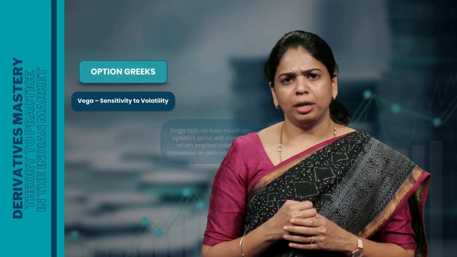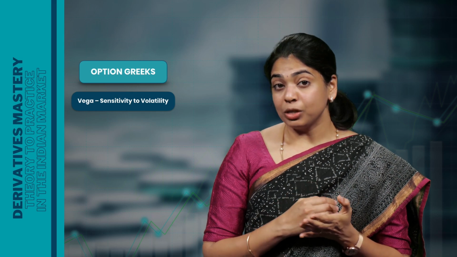Let's start with volatility. Volatility means how much a stock or an index price swings up or down. When volatility increases, prices start moving a lot more. For example, imagine a stock trading at rupees 100. With higher volatility, the stock might move to 90 or 110.